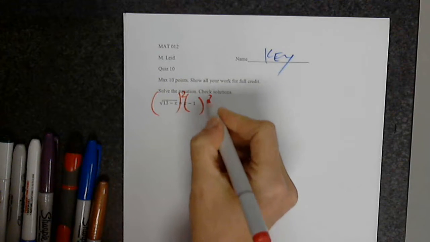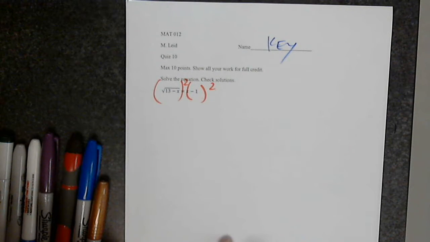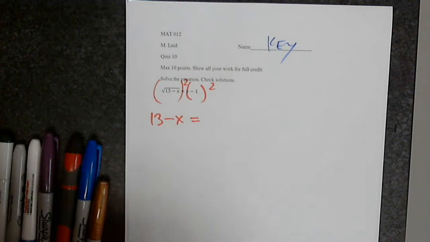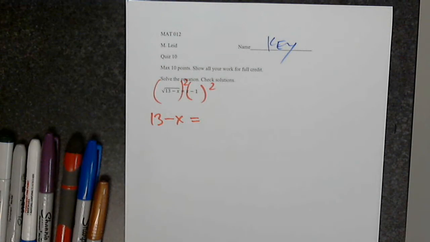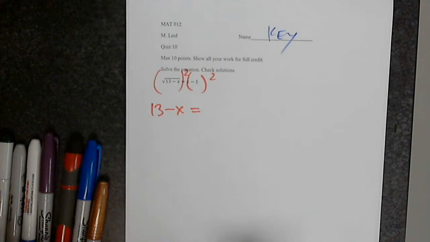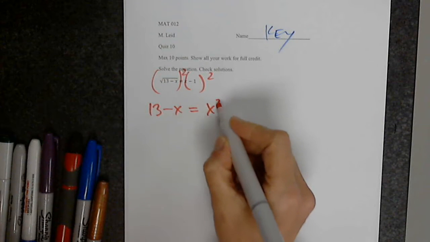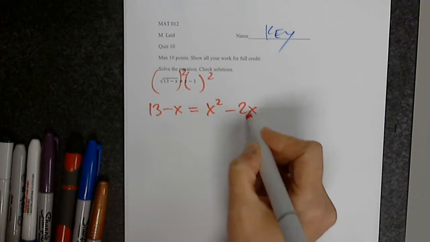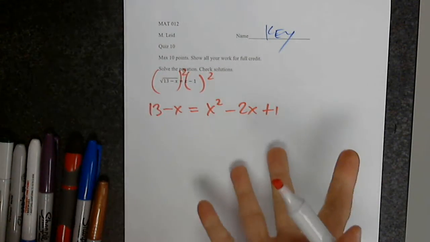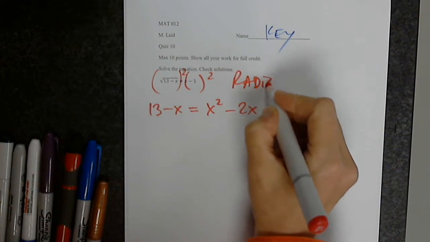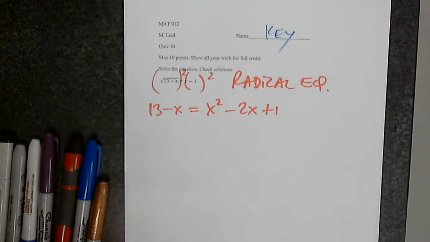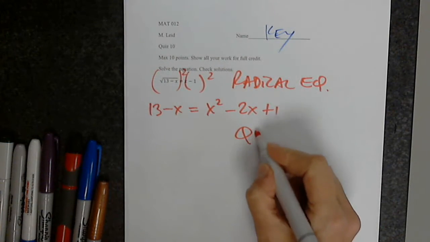Perfect. So when I square the left-hand side, what do I get? And the right-hand side, I have to be careful because I have an agreement, right? I cannot breach that contract. What is it? Perfect. Very good. What type of equation is this? So the initial equation was radical. What type of equation is this now? Quadratic. Very good.